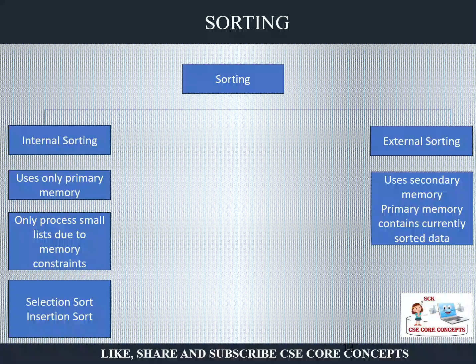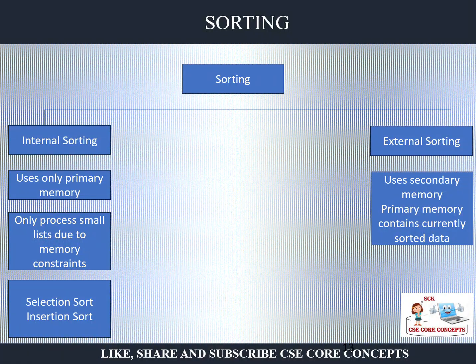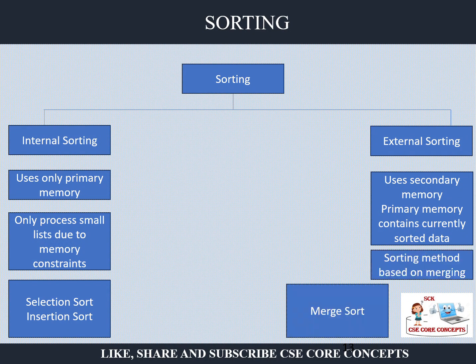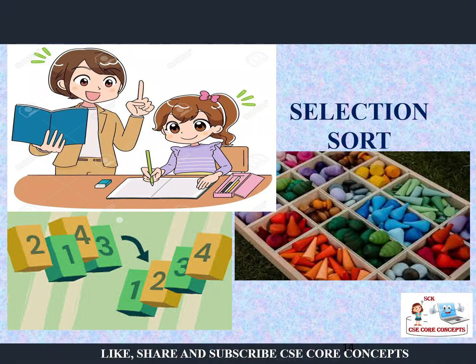Another type of sorting is external sorting, where the algorithm uses the secondary memory. It performs some temporary sorting and the currently sorted data is stored in the primary memory, but the bigger list of unsorted data is stored in the secondary memory. The sorting methods which are based on merging, where you divide, then sort each of the lists, then merge the lists, such as merge sort, come under the category of external sorting. So let us start with the first type of sort, that is selection sort.